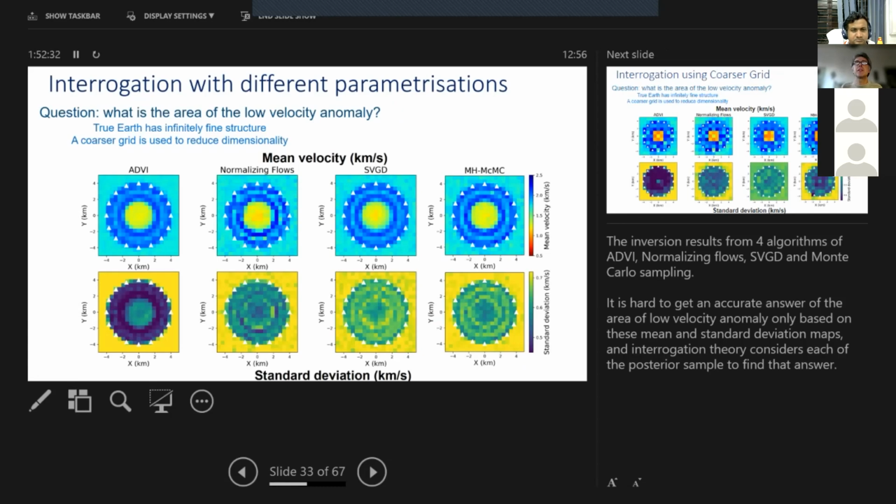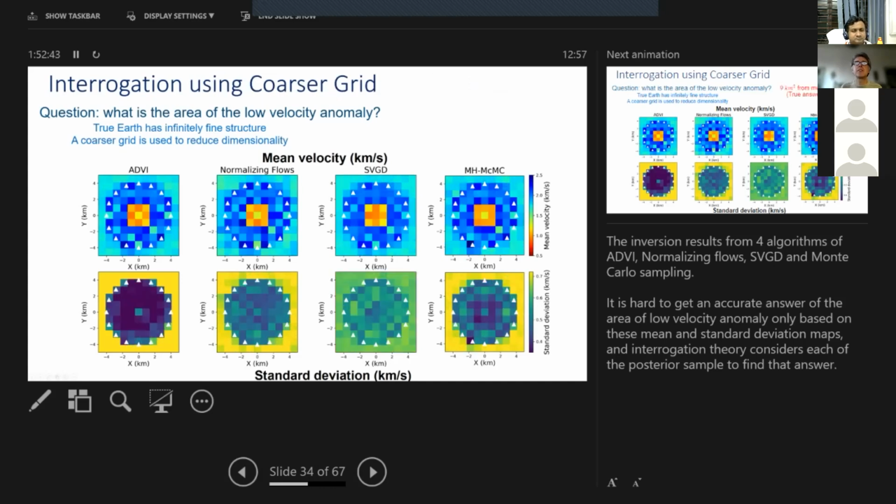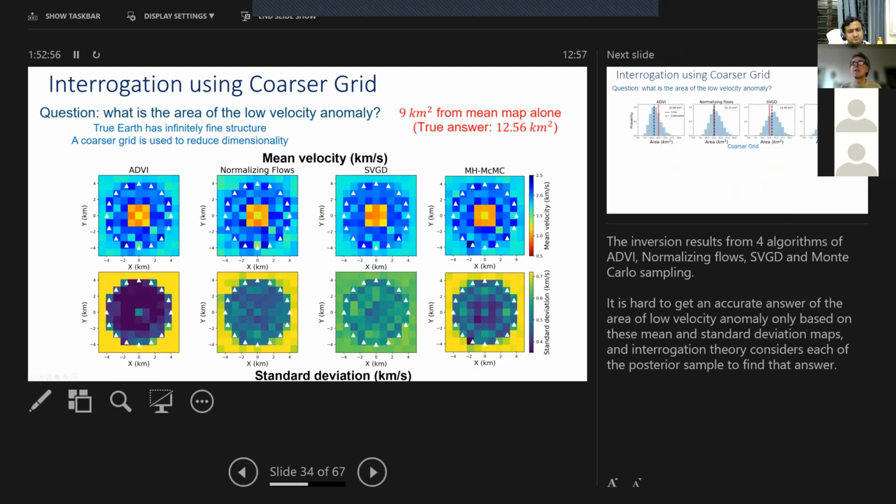Instead of using this fine, or relatively fine, grid that we've been using up to now, what if we use a really coarse grid and just follow the same process? Well, the coarse grid for each of the methods very clearly gives us this 3x3 area for the low velocity zone. And there's not going to be any doubt that would be the area that we get if we just look at the single mean structure. So that gives us a 9 kilometer area with this coarse grid, where the true answer is 12.5.